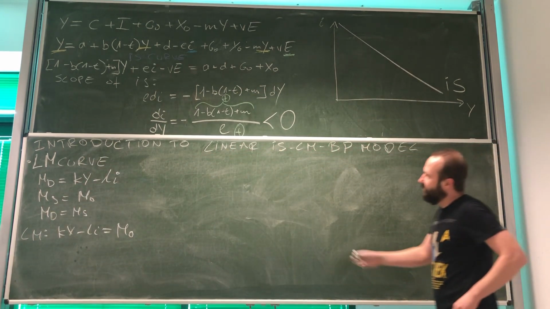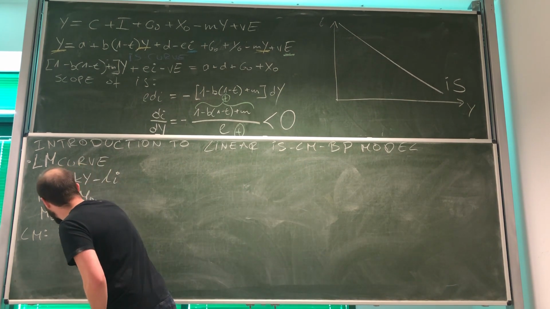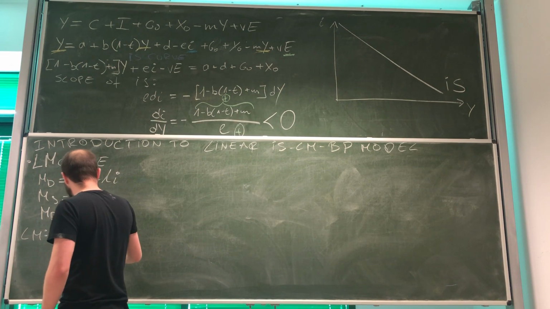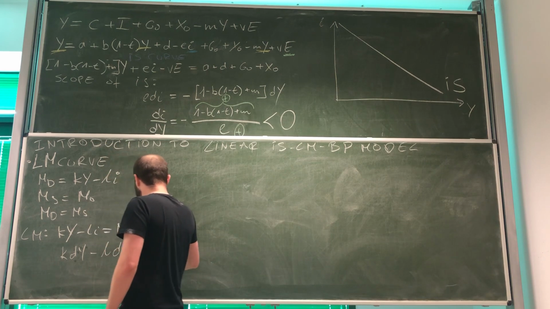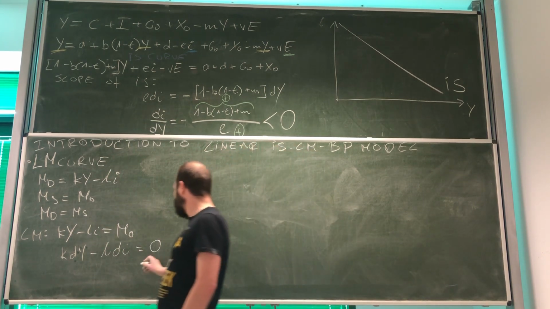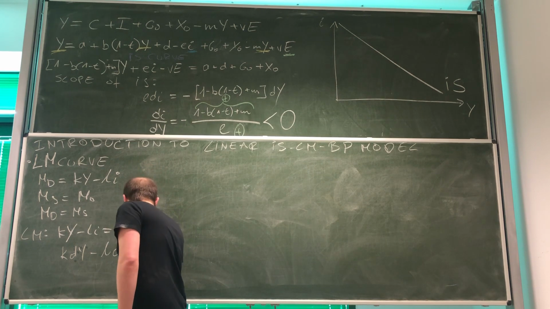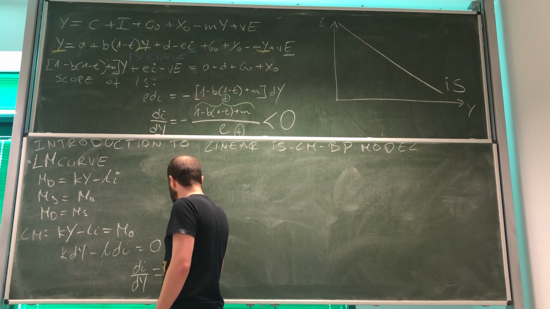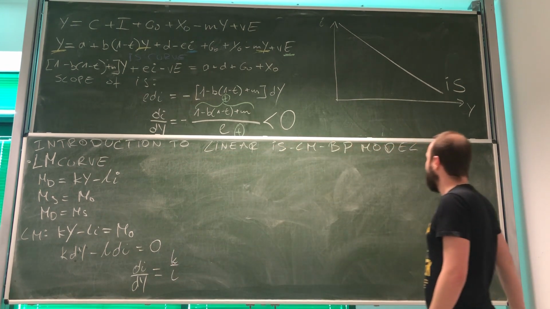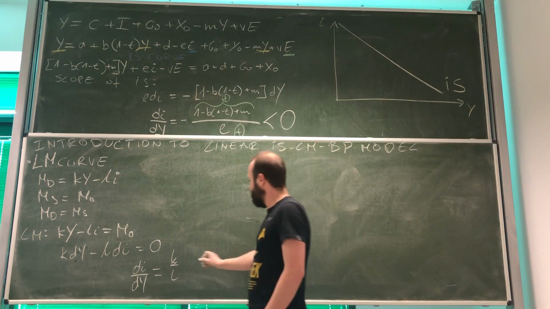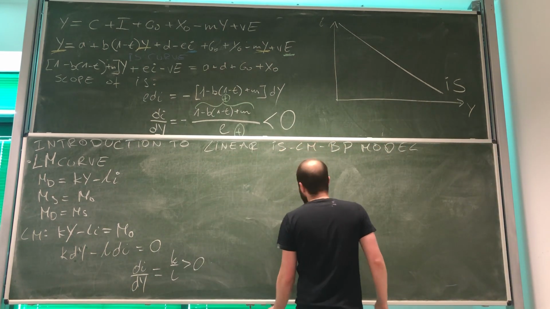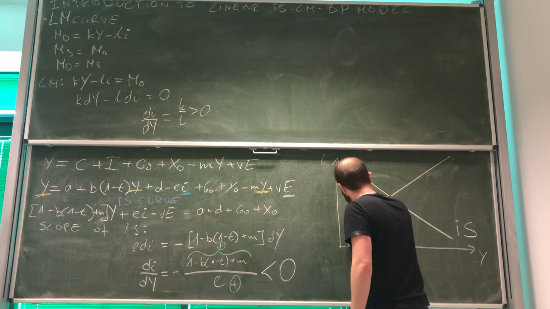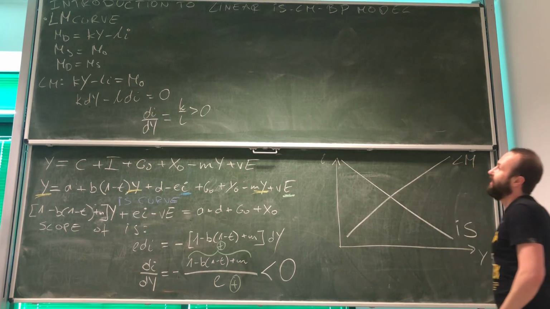And of course we can easily find the slope simply by differentiating this equation. We're getting that this is K dy minus L di equal to 0. And we get that di over dy is equal to K over L, which we know is positive. So look, here nothing changes. We are still going to have an upward sloping LM curve.